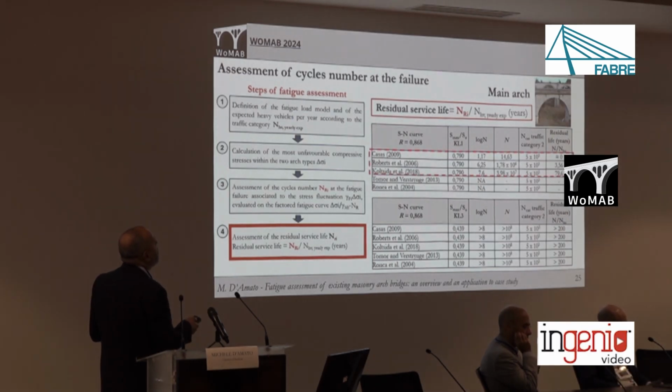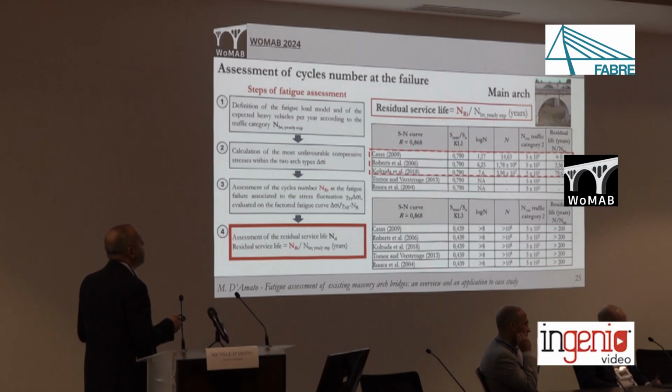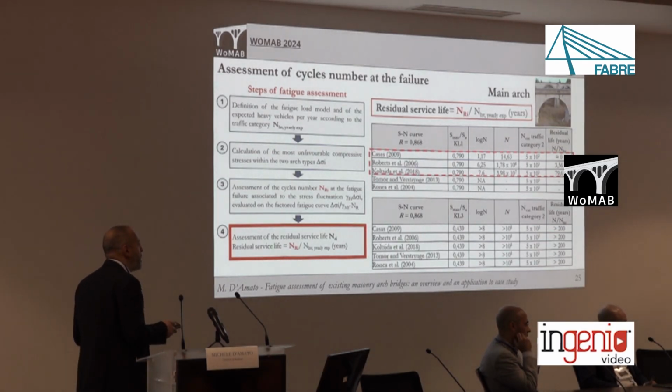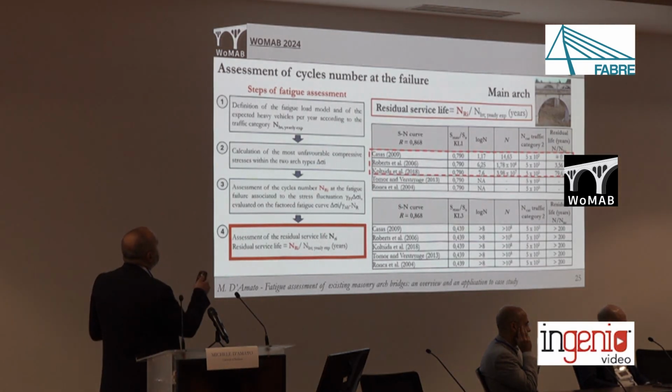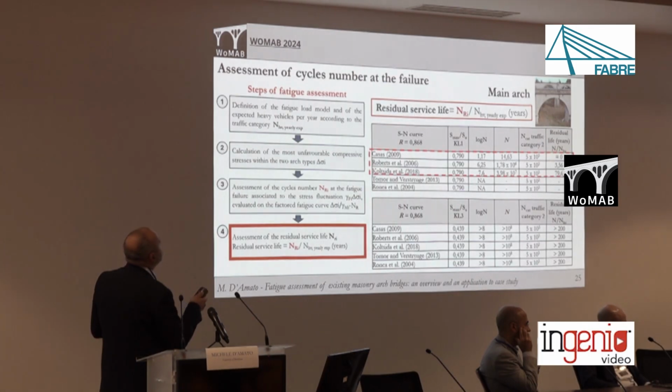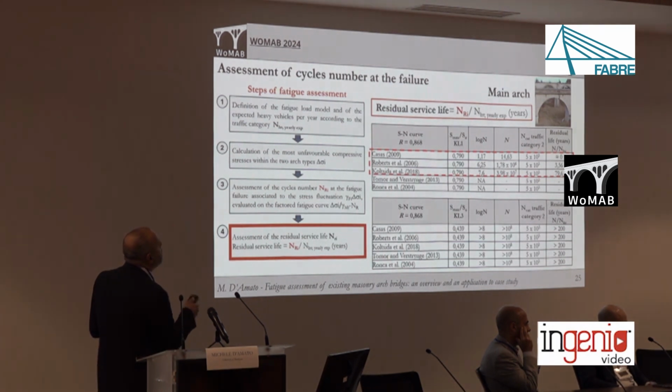Here is as well reported the calculation of the residual service life. That is an application of the Palmgren linear rule. It is the ratio between the number of cycles at failure and the number of heavy passages over the bridge expected per each year.